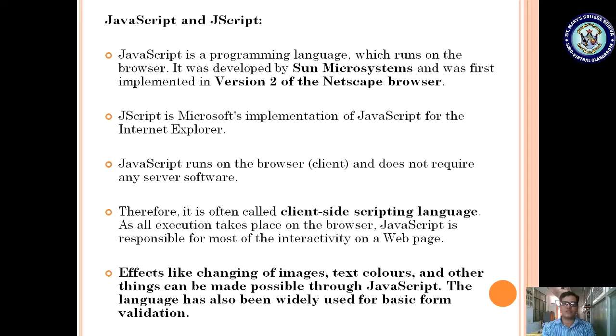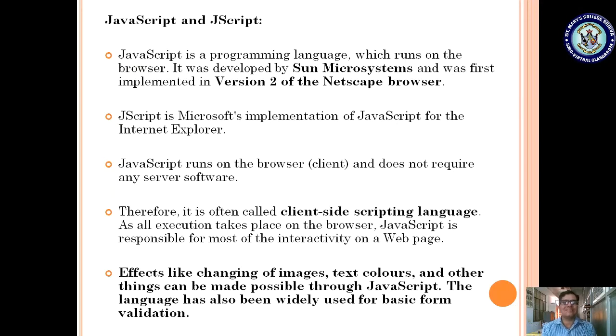It was developed by Sun Microsystems and was first implemented in version 2 of the Netscape browser. So who developed JavaScript? It was developed by Sun Microsystems, a famous organization which also developed the Java programming language. It was first implemented in version 2 of the Netscape browser.